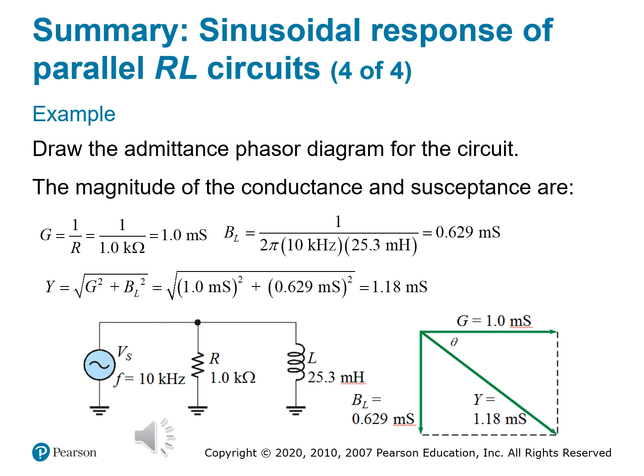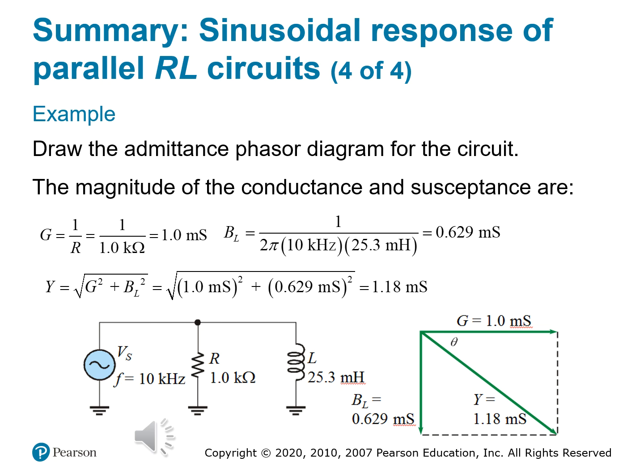And the first step, we want to calculate G. So G is equal to 1 divided by R. All we do is find that reciprocal. So 1 over 1.0 kilo ohms, we end up with 1.0 millisiemens. And that's your horizontal leg.